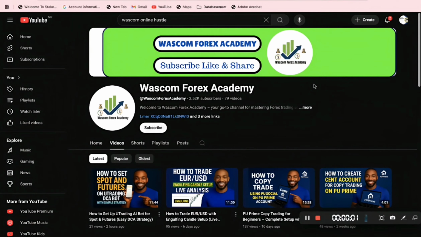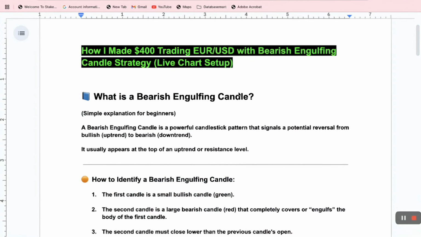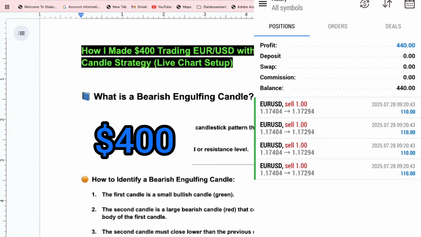Alright guys, welcome again to my tutorial video on how you can use the bearish engulfing candle to trade forex, to know when to sell and when to buy. This particular candle made me over $400 by using this strategy.